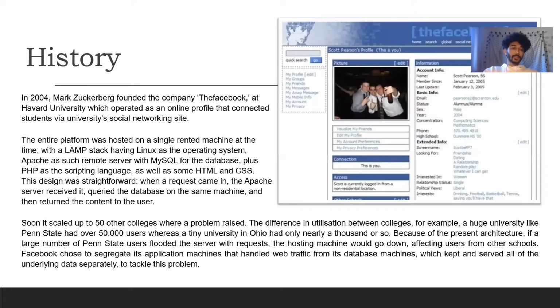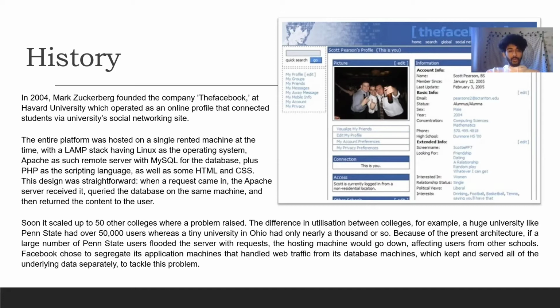globally. In 2004, Mark Zuckerberg founded a company called The Facebook at Harvard University, which operated as an online profile that connected students via university's social networking site. The entire platform was hosted on a single rented machine at that time using a LAMP stack, which consists of Linux as the operating system, Apache as a remote server with MySQL for the database, and PHP as the scripting language. Of course, there was some amount of HTML and CSS for website styling.